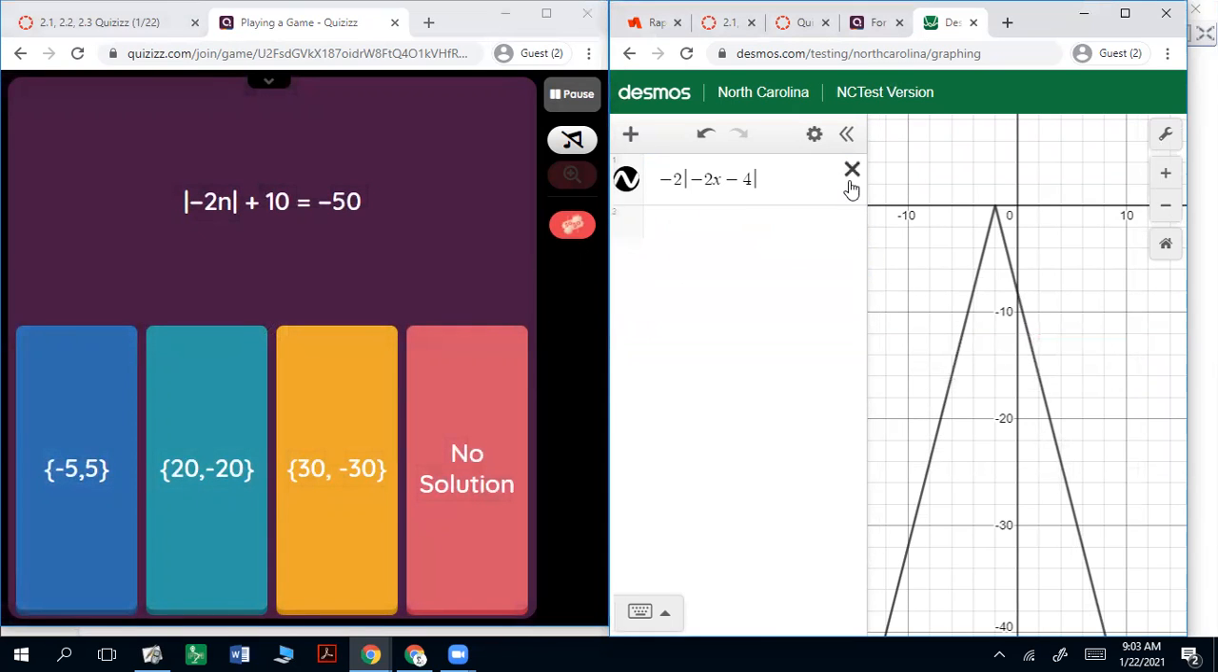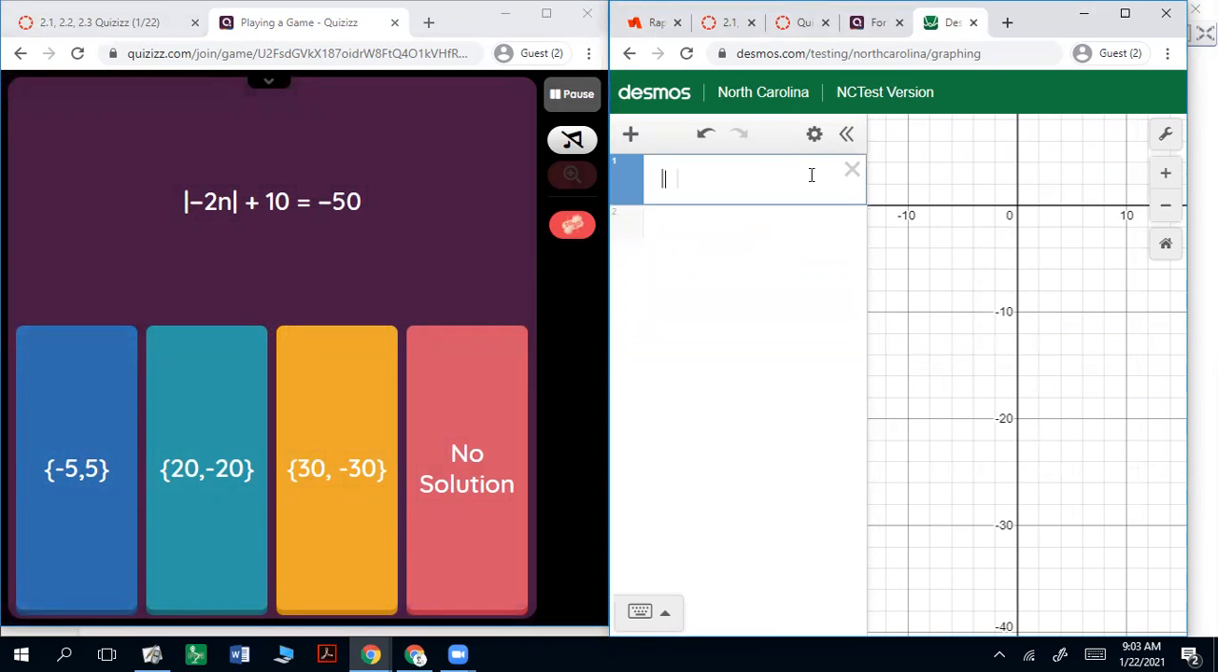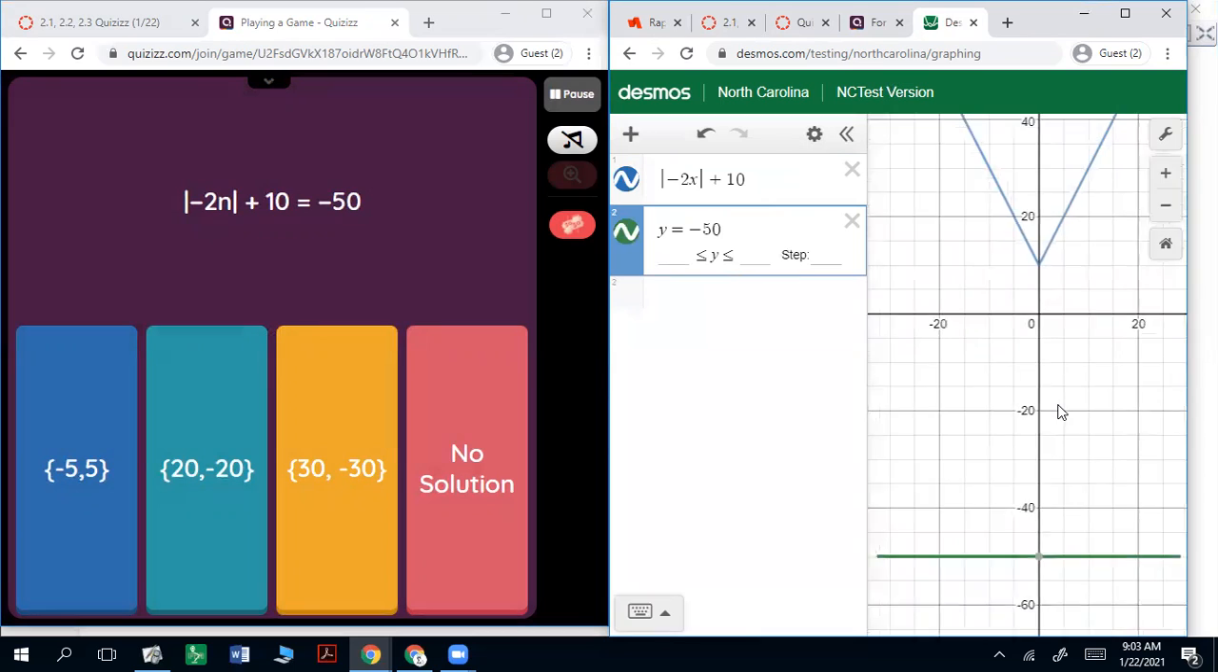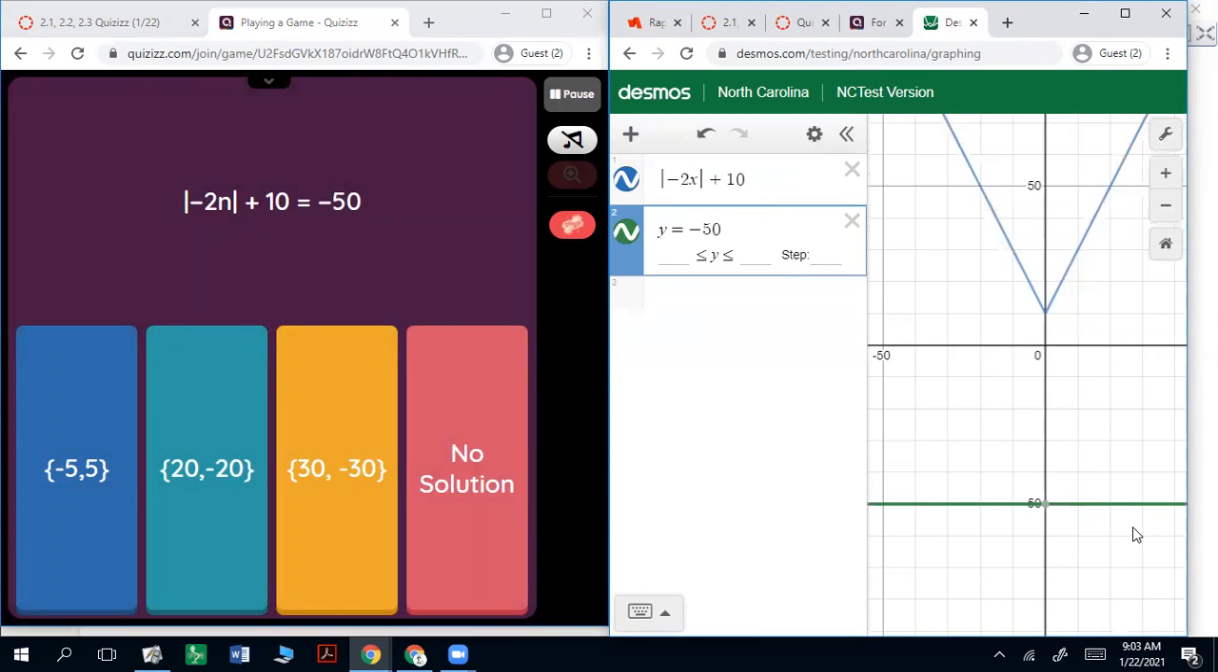All right, number 4. Absolute value, -2 absolute value of 2x plus 10, y equals -50. Zoom out. These graphs don't touch each other, so there's not going to be a solution.